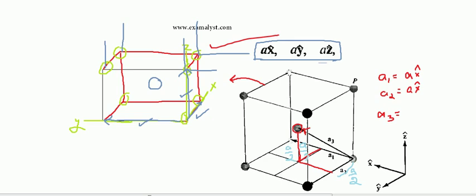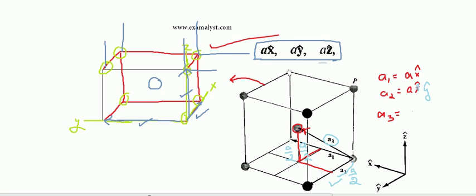So you see the a3 vector has three components. In the x direction it has component a by 2, in the y direction it has component a by 2, and in the z direction it has component a by 2. So it has three components because a3 is not aligned in a unique direction like a1 and a2. a1 was in the x direction, a2 was in the y direction. So a3 is neither in x nor in y, but somewhere in between.